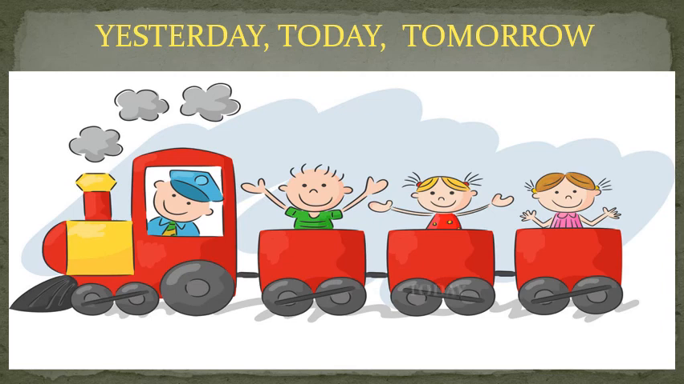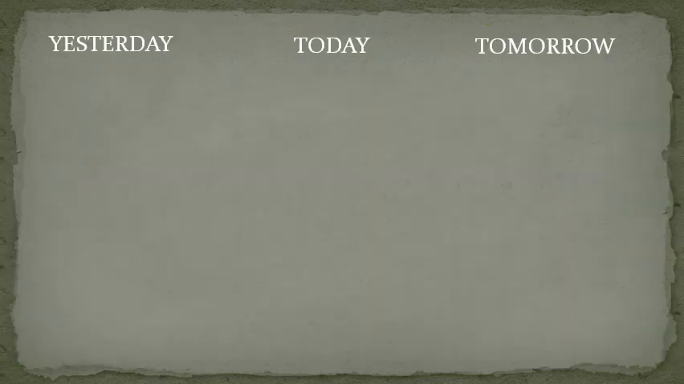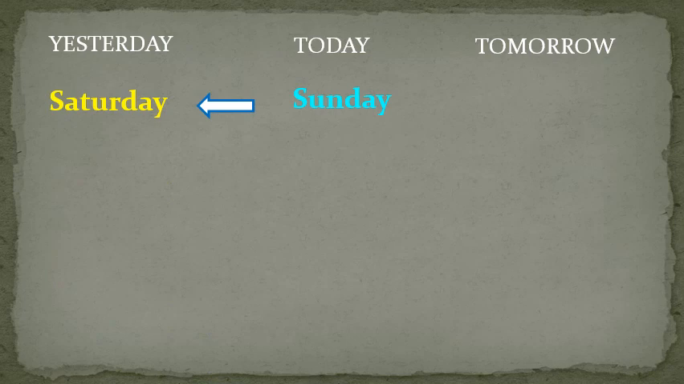Today means the present day. Yesterday is the day before the present day. Tomorrow is the day after the present day. Suppose today is Sunday. Day before Sunday is Saturday. So on Sunday we say that it was Saturday yesterday. Day after Sunday is Monday. So on Sunday we say that it will be Monday tomorrow.